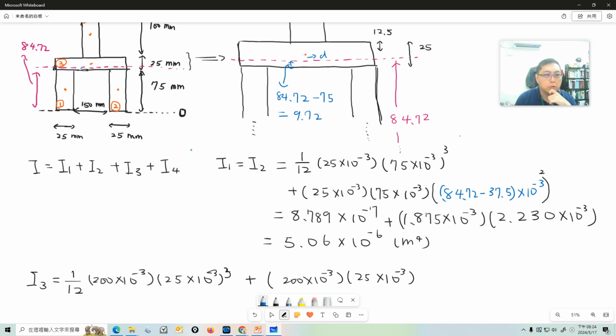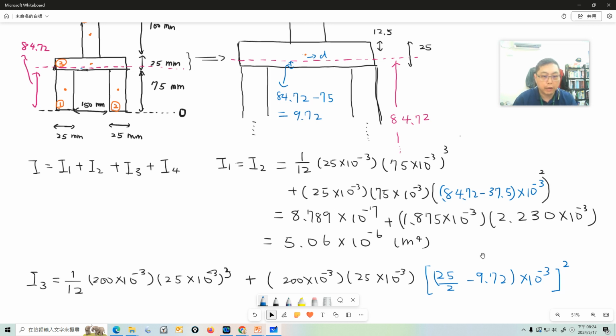So this is the centroid. The D is 25 divided by 2, and you have to minus 9.72, times 10 to the power minus 3, and this is squared. So that's your D squared. That's your D for I3.